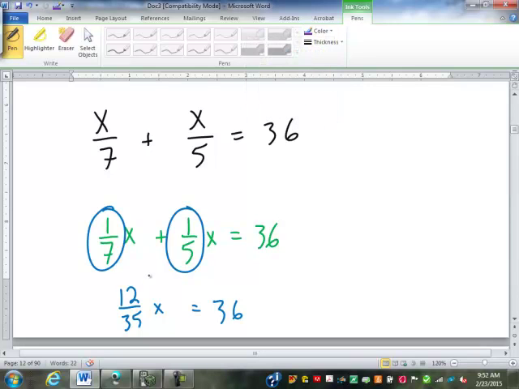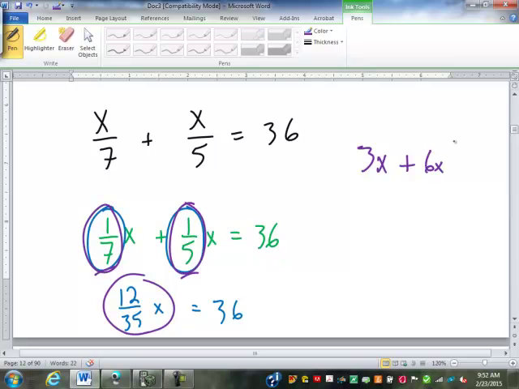Everybody follow what we did there to get the 12/35 x? Any questions where that came from? Well, let's see. So we're replacing the x with 1, and then we just put the x to the side. We just add the 1/7 and the 1/5. So then you add 1/7 plus 1/5 to get 12/35. It's just like having 3x plus 6x. 3 and 6 make 9, so it's 9x.